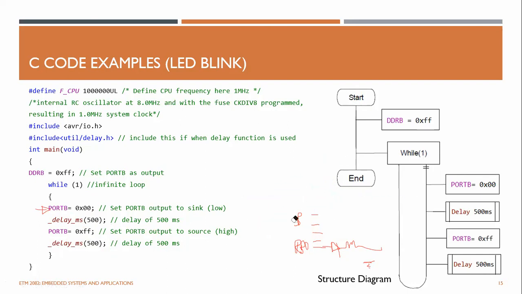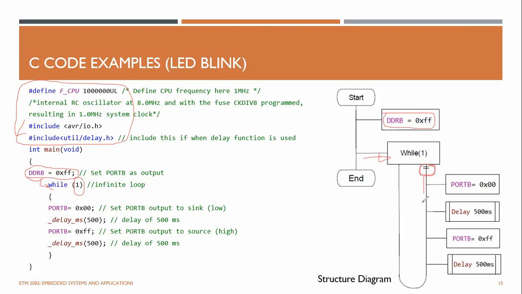So you can represent this code as an algorithm in a structure diagram, a flowchart. So this is the start, and then you initialize everything, right? And then you define in your main function, setting PORTB as the output. Then you go to a while loop, and you check the condition first. This is not a do-while loop, this is a simple while loop. So you check the condition first.